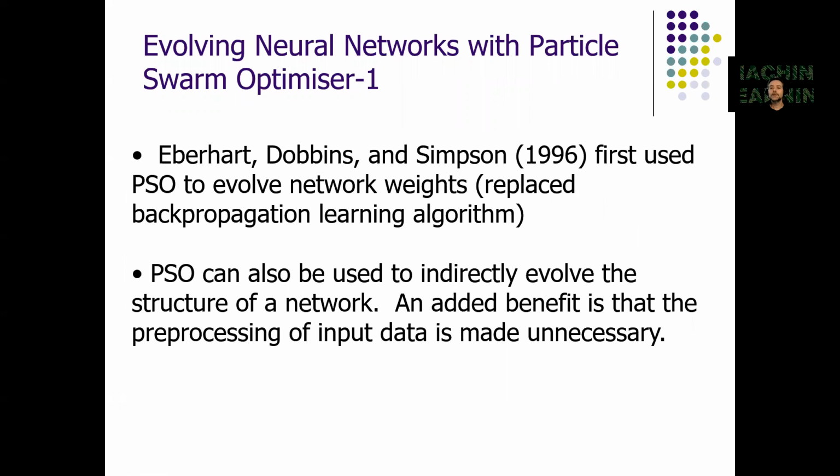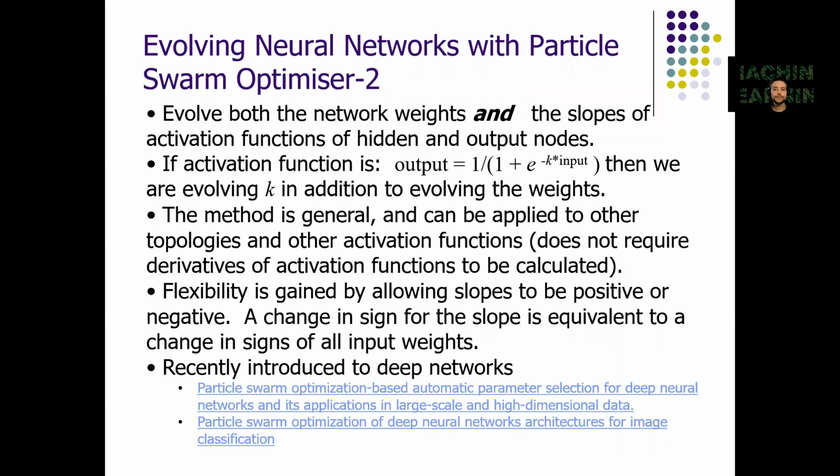The method was first used in 1996 to train neural networks. You don't need to use backpropagation at all. You can do the whole training with a particle swarm optimizer, which means that you don't care about derivatives. The algorithm does not use derivatives. And you can also introduce extra parameters if you want to change the structure of the whole network, not only the weights. And there is recent work in this area to automate the parameter selection for deep neural networks.